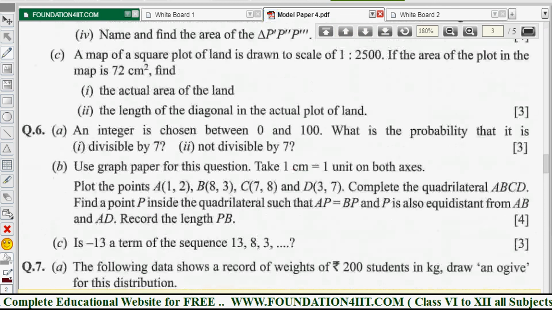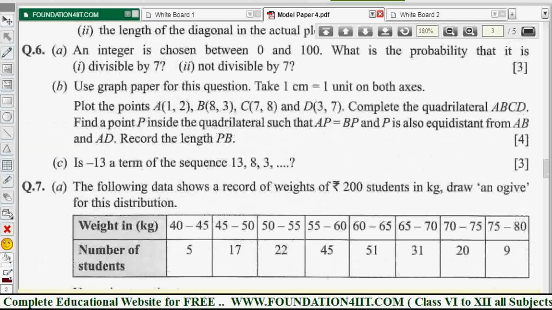Now let us see the next question. Let's solve the problems now. In question 6, the first one is from probability. An integer is chosen between 0 and 100, so 0 and 100 are not included. What is the probability that it is divisible by 7 and not divisible by 7?